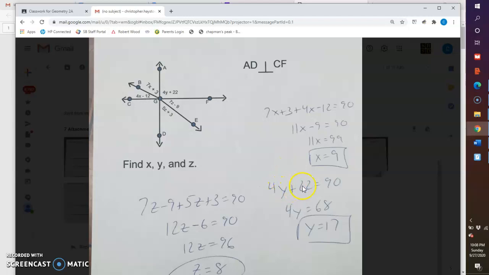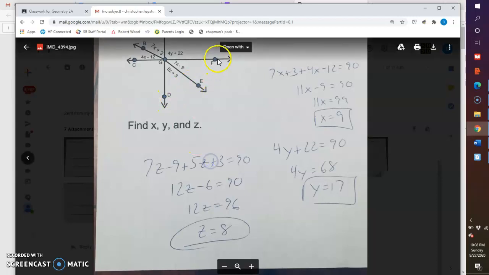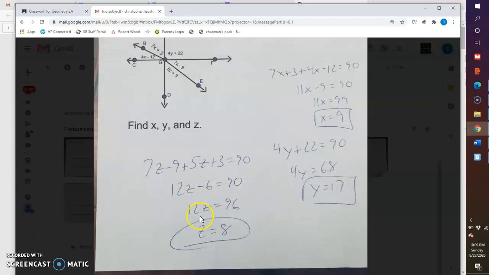So that's just straight 4y plus 22 equals 90, and my y equals 17. And then finally, FGD has to equal 90. 7z minus 9 plus 5z plus 3 has to equal 90, because these two angles add up to that 90-degree angle. 12z minus 6 equals 90. 12z equals 96. And we divide both sides. z equals 8. And that is the review for Chapter 1.